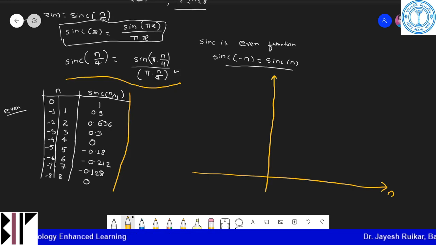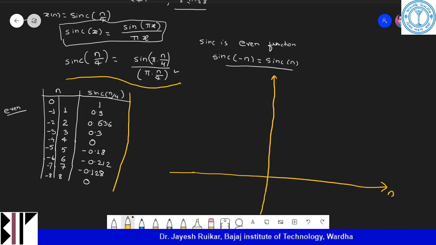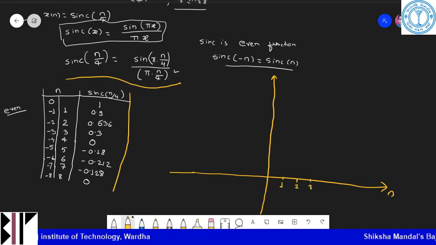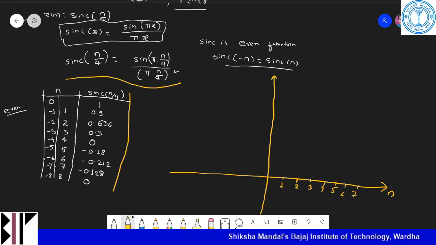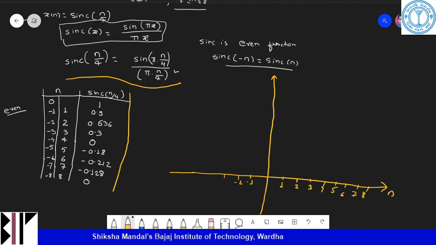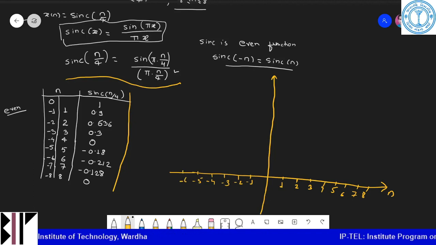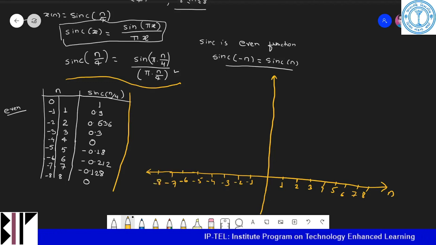So this is my n. Okay, it has some values at the negative side also. So this is, you can say, 1, then 2, 3, 4, 5, 6, 7, 8. This is negative 1, 2, minus 3, minus 4, minus 5, minus 6, minus 7, and then minus 8.